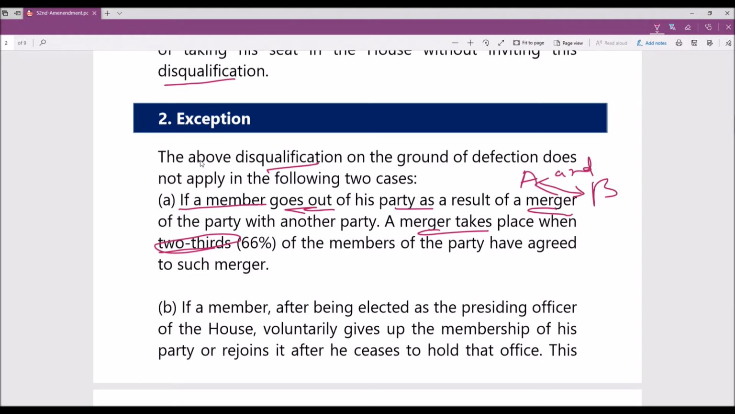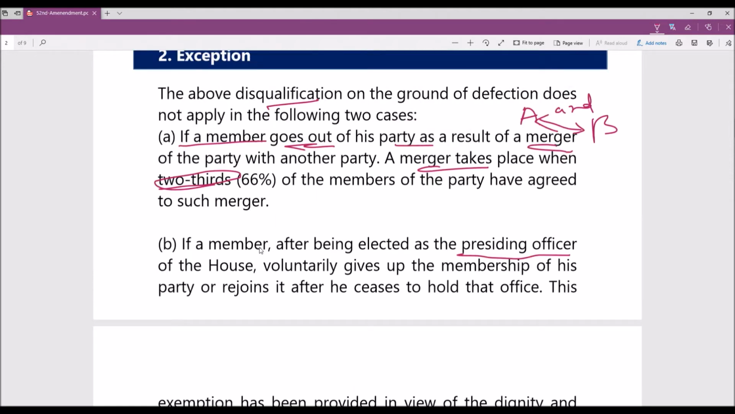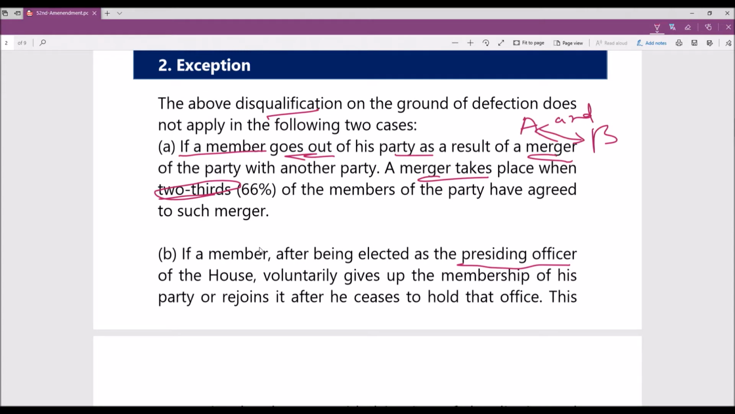Second, if a member is elected as a presiding officer, we know presiding officers: the Speaker of the Lok Sabha, and the Speaker in the state legislative assemblies. Once someone becomes Speaker, he automatically gives up his party membership, but he is not disqualified as part of defection. So these are the two exceptions. What are the two exceptions? One is the merger. If political party A merges with political party B, the member is not disqualified. And if a member becomes a presiding officer, maybe Speaker of the Lok Sabha or of a State Legislative Assembly, he is not disqualified from being a member of the House.